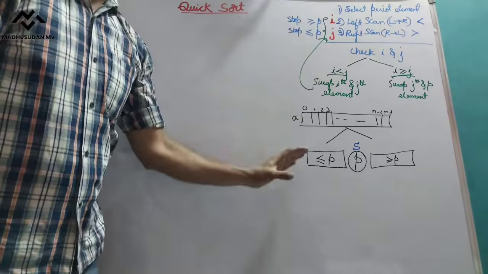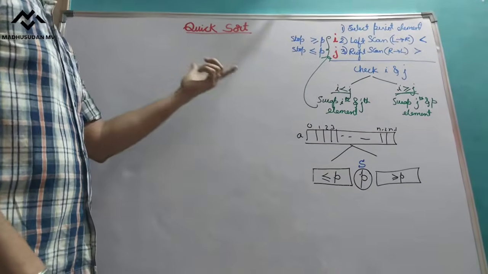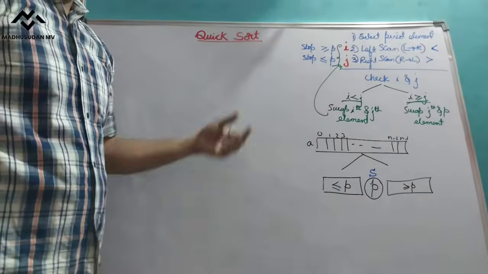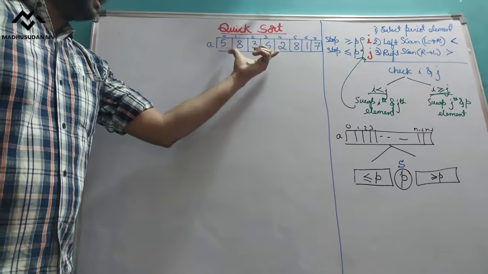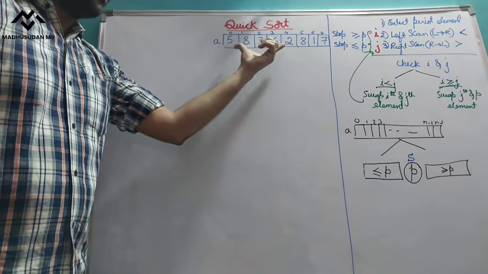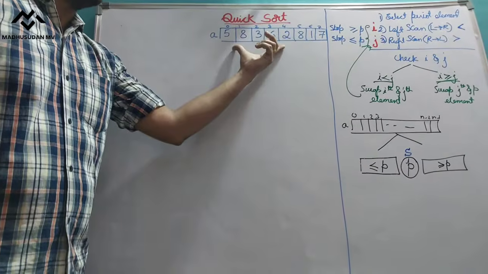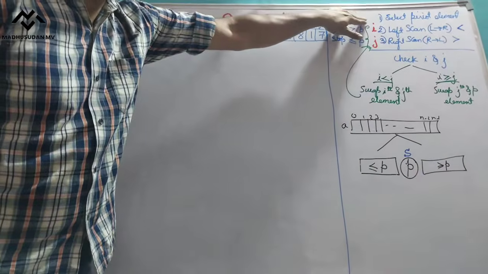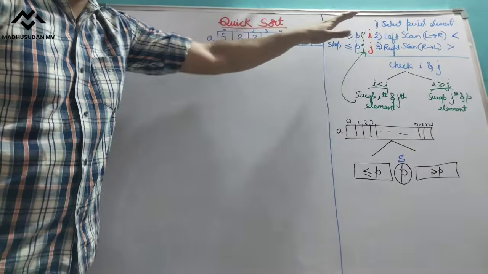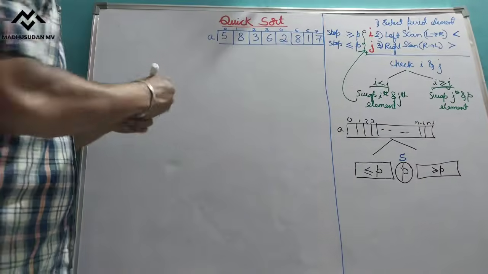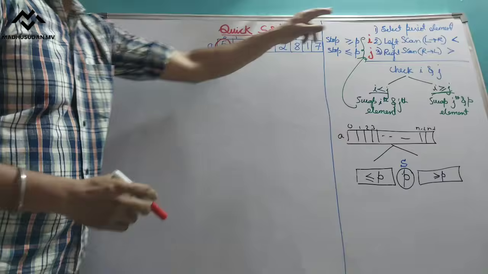In that position, we are splitting this array. Hope you understand a little bit. Now we'll take one example, and with that example we'll understand this in more detail. I took these elements for sorting: 5, 8, 3, 6, 2, 8, 1, 7. These are the elements I need to sort. What is the first step? We need to select the pivot element. Generally, we take the first element as the pivot element. So I will mark this as my pivot element P. The first step is over.